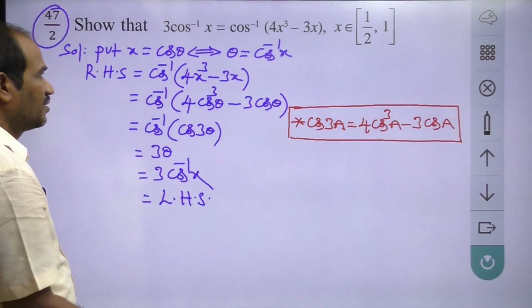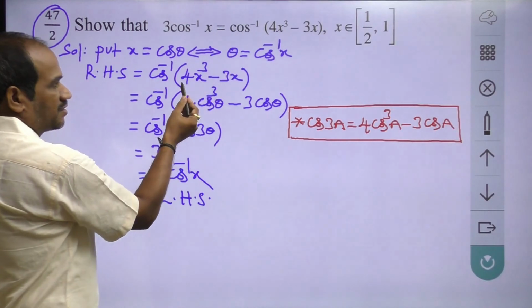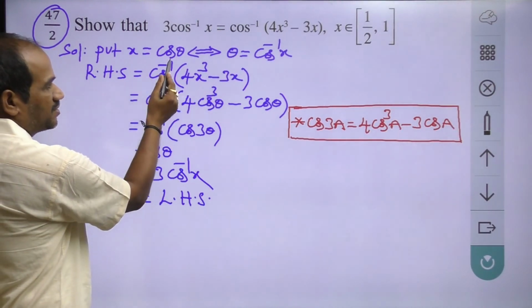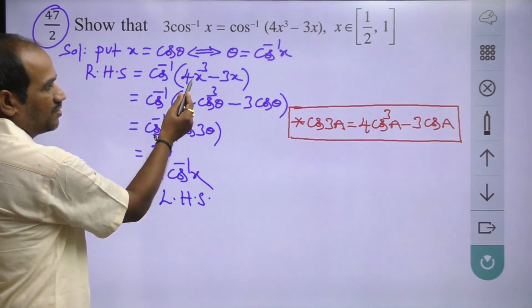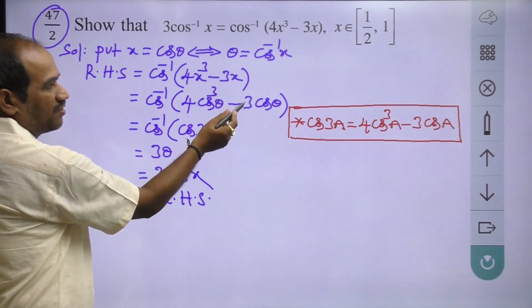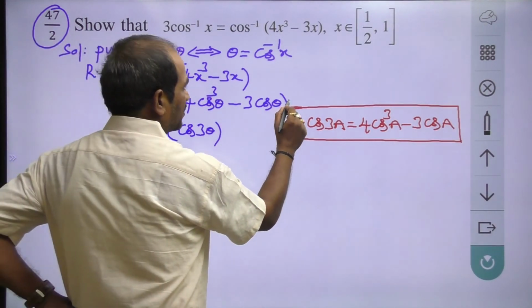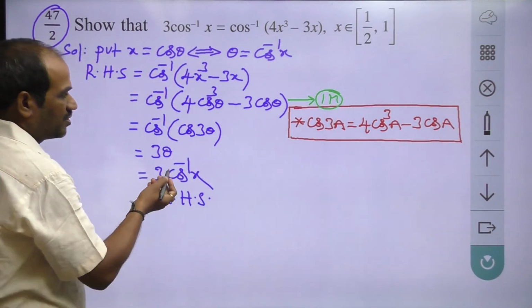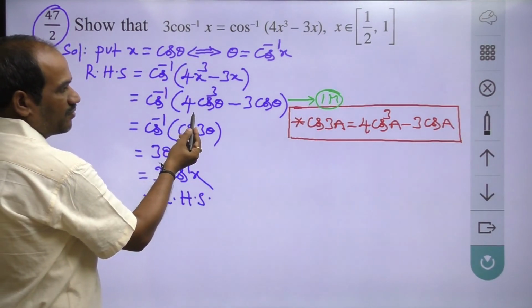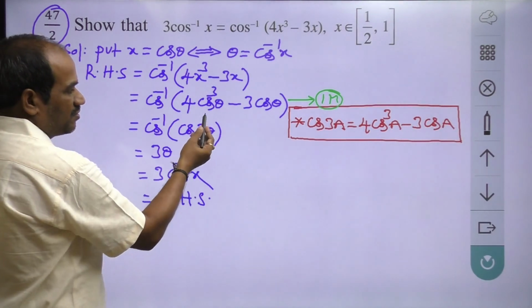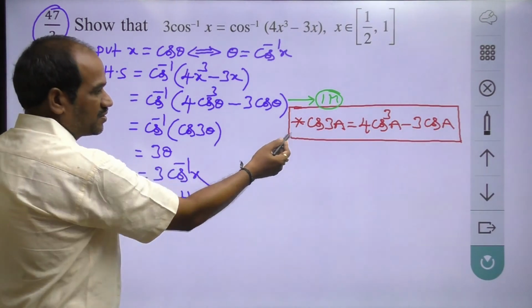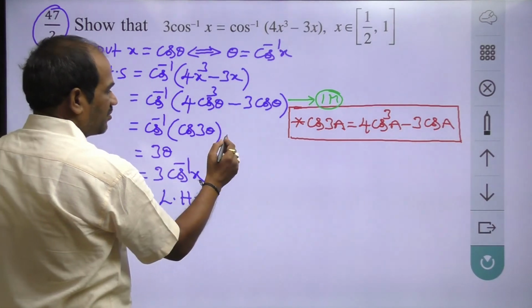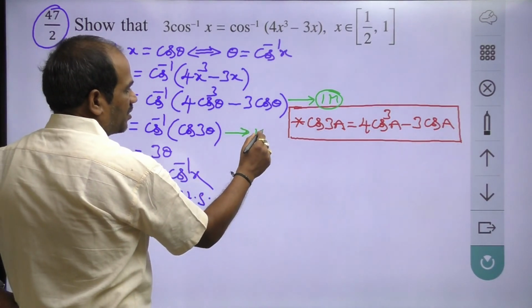First, taking the RHS value, put x is equal to cos theta, replace: 4 cos cube theta minus 3 into cos theta. Writing this step is given 1 mark, same as the previous question's evaluation scheme. Next, apply the formula: 4 cos cube theta minus 3 cos theta is equal to cos of 3 theta. Applying this formula is given 1 mark.